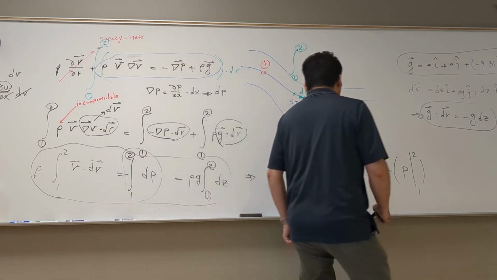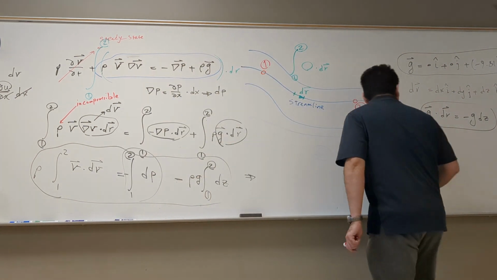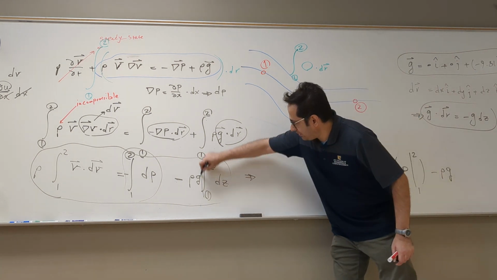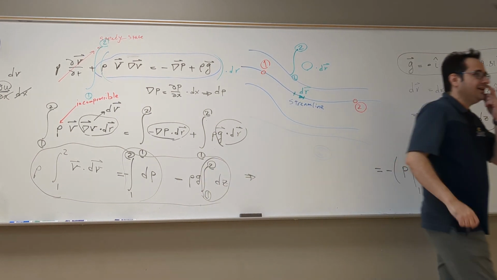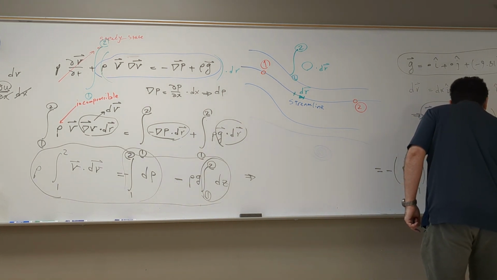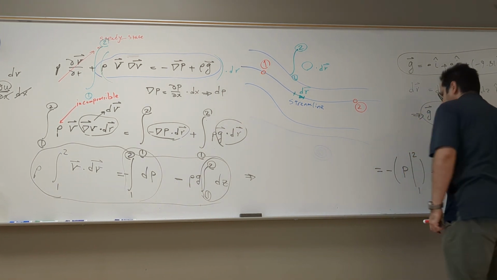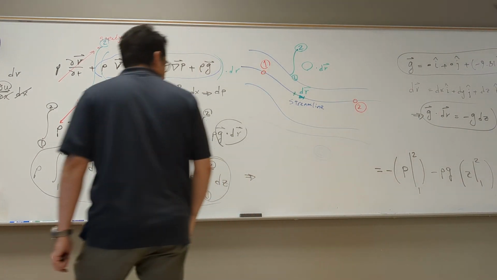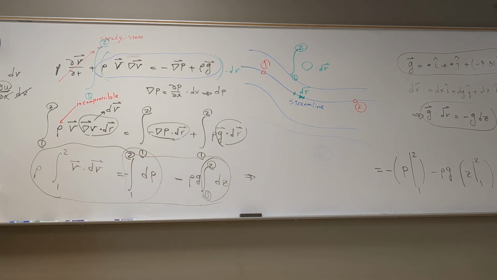Plus, now same thing here, rho g, negative rho g, right? What do I get for this integral? Yeah, z equals 1 to 2. Yeah, so you have z from 1 to 2. This is the right-hand side. What do I get for left-hand side?